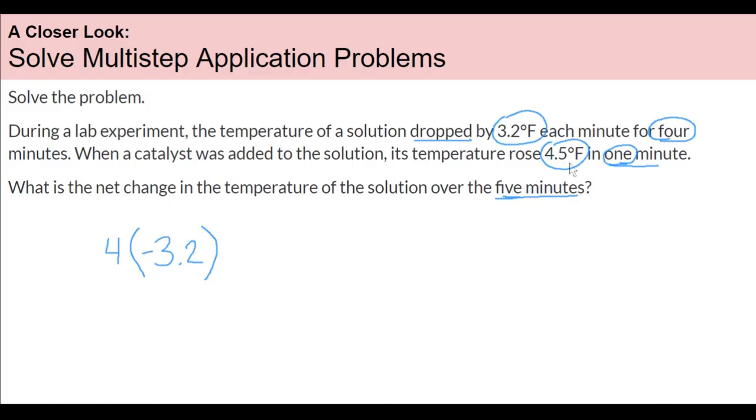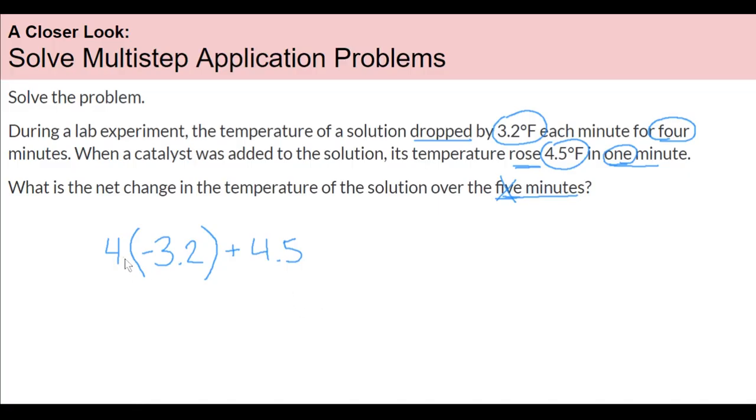And then in that final minute, it rose. What does that mean? What are you going to do with rose 4.5? We're going to add 4.5. And I'm not going to use this 5, because this is the first 4 minutes and this is the last minute. It rose. And I don't really need the 1. I could multiply it by 1, but it doesn't really do anything. It'll stay the same. So let's solve it.